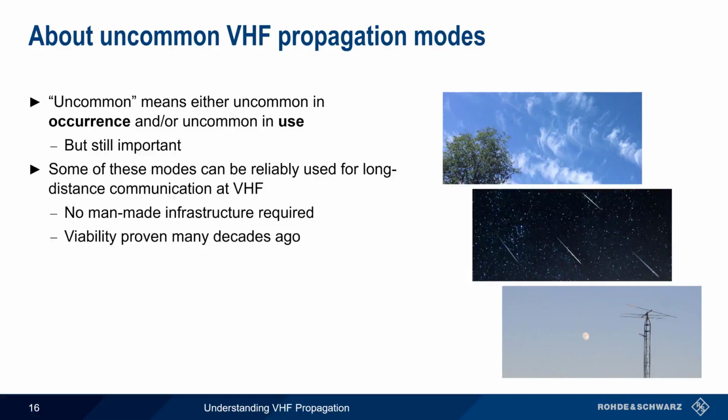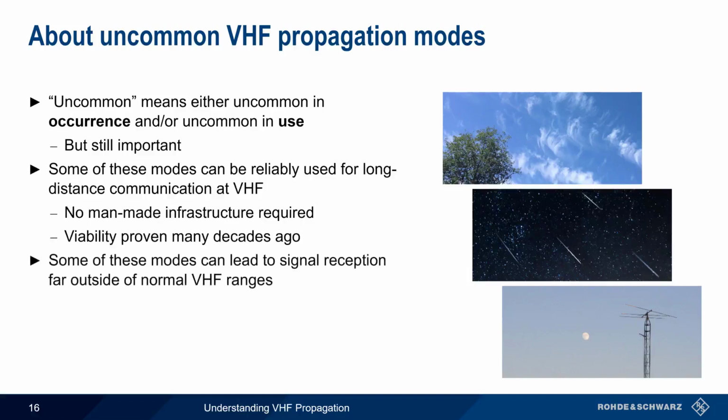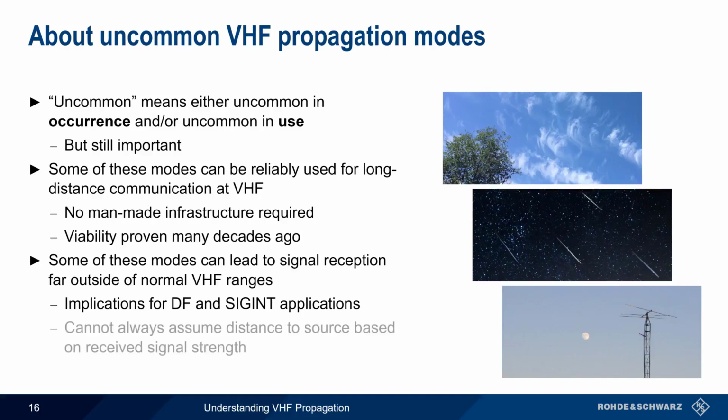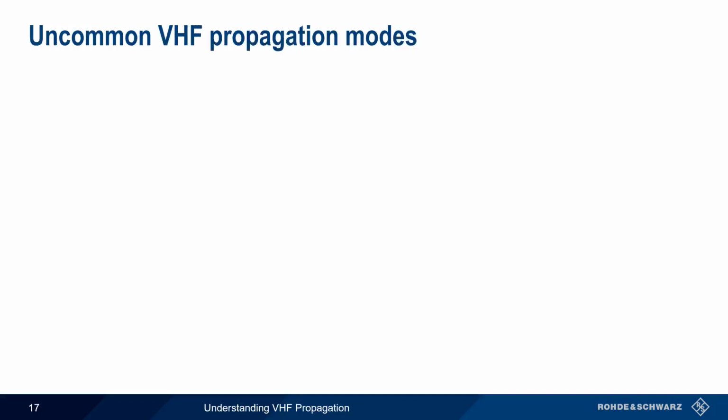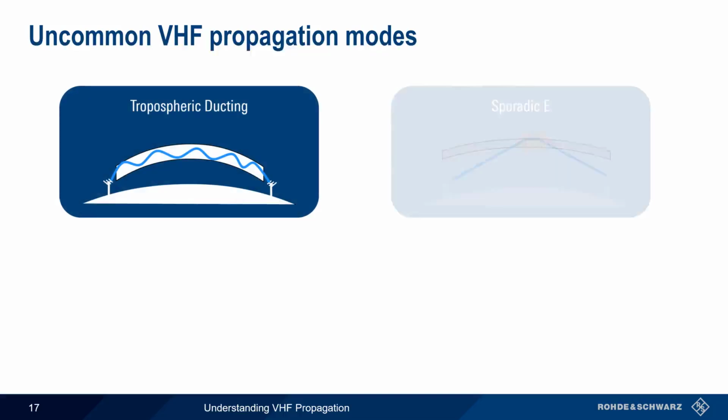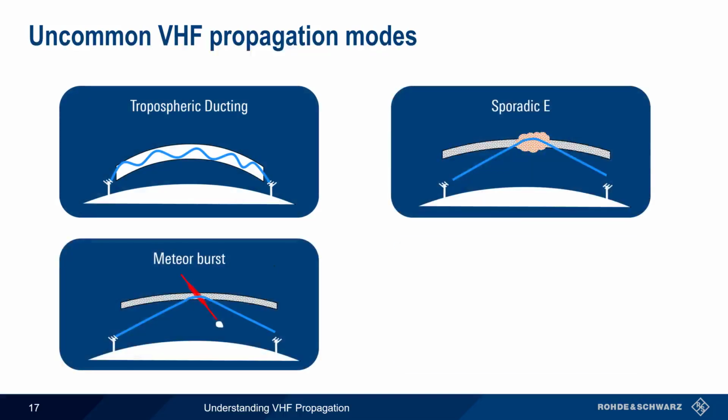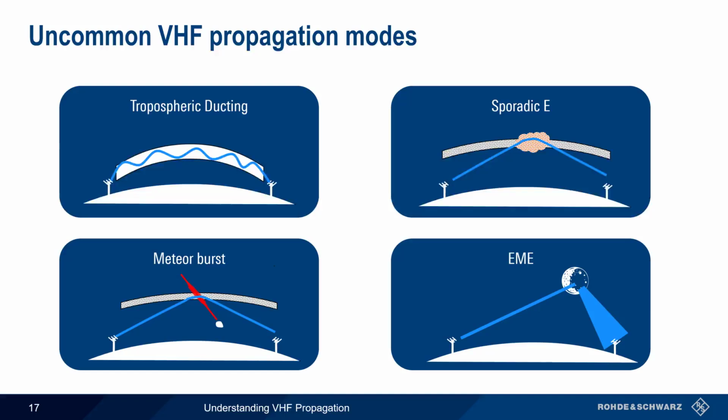Even when these modes cannot be reliably used for communications, they can intermittently and unpredictably lead to signal reception well outside of normal VHF ranges. This can have significant implications for direction finding and signals intelligence applications, especially when attempting to use received signal strength to estimate the proximity of a source. Although there are many uncommon propagation modes at VHF, we'll limit ourselves to the four most important ones: tropospheric ducting, sporadic E, meteor burst, and EME. Let's start by looking at tropospheric ducting.